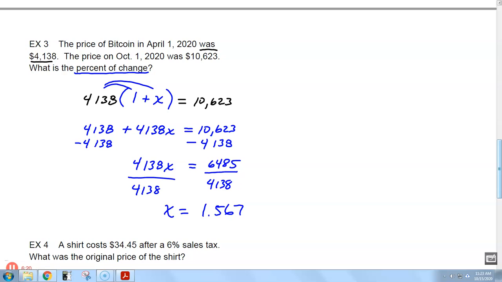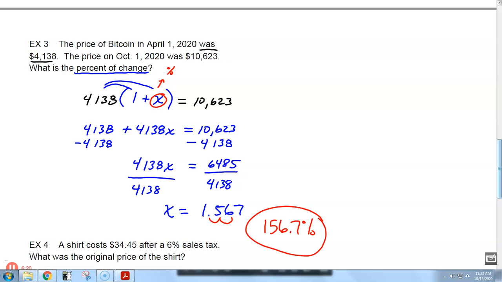But realize that in our equation, that's a decimal. We need to get the actual percent. So we need to move the decimal 2 to the right or multiply by 100. So this thing went up 156.7% had you bought it in April and then sold it October 1st.